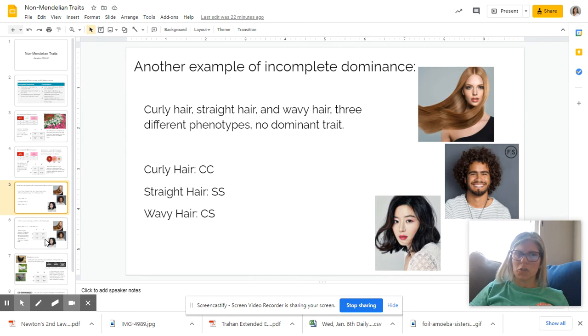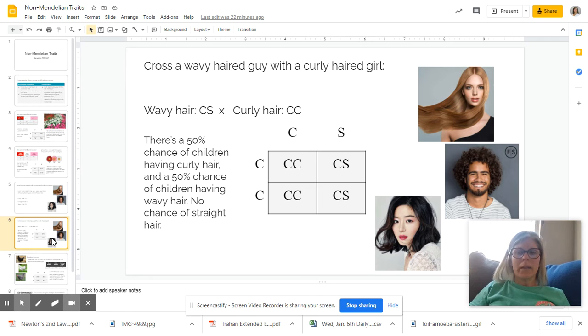So let's look at that in terms of a real example. Let's say we cross a guy with wavy hair and a girl that has curly hair. So wavy hair, for this case, because it is the combination of the two, we would use the C and the S, the C representing curly and the S representing straight. And then our curly haired person would have two C's because that's the trait, or the genotype, for curly hair.